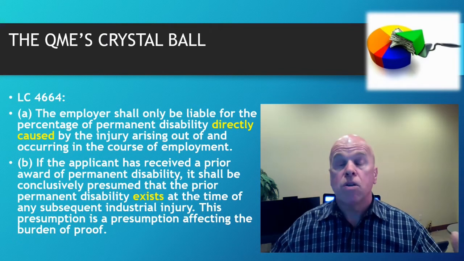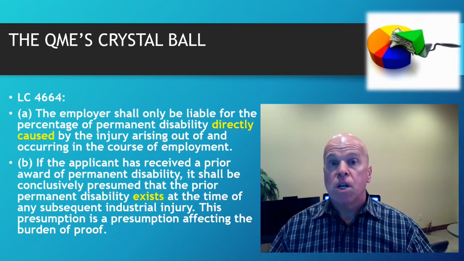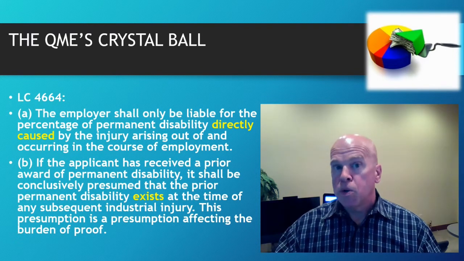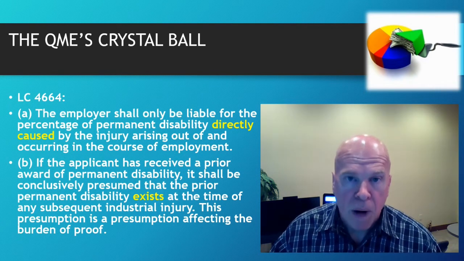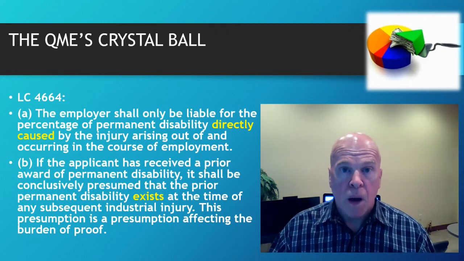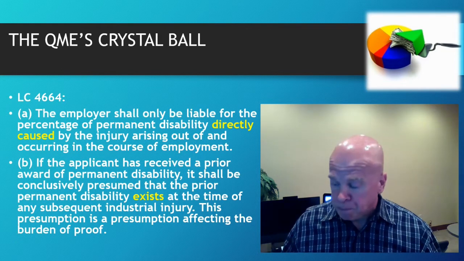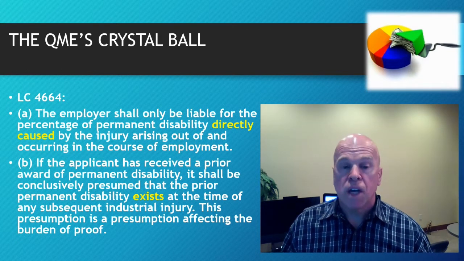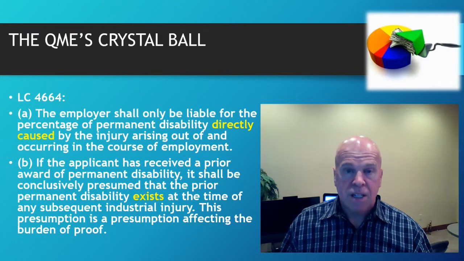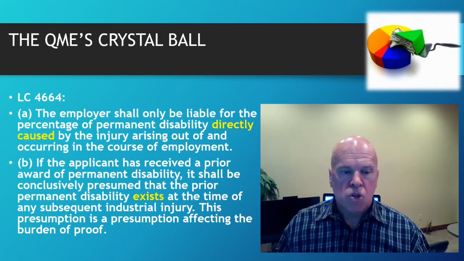Okay, so there's two ways that cases settle in the California workers' compensation system. A small percentage of cases settle by way of permanent disability award, but a large percentage of cases settle by way of compromise and release. It's about 60% of cases settle by way of compromise and release, and only 40% of cases settle by permanent disability award. And it tells us in that percentage of cases, it shall be conclusively presumed that the prior permanent disability exists at the time of any subsequent industrial injury.